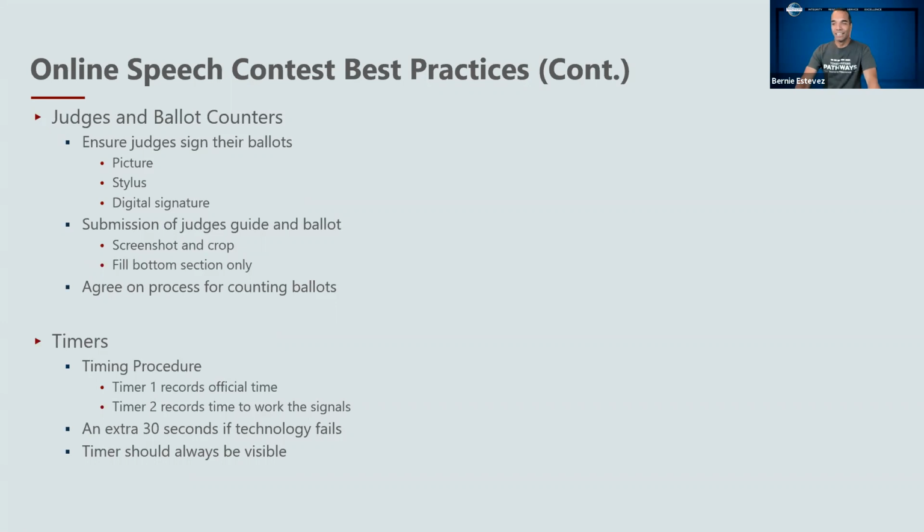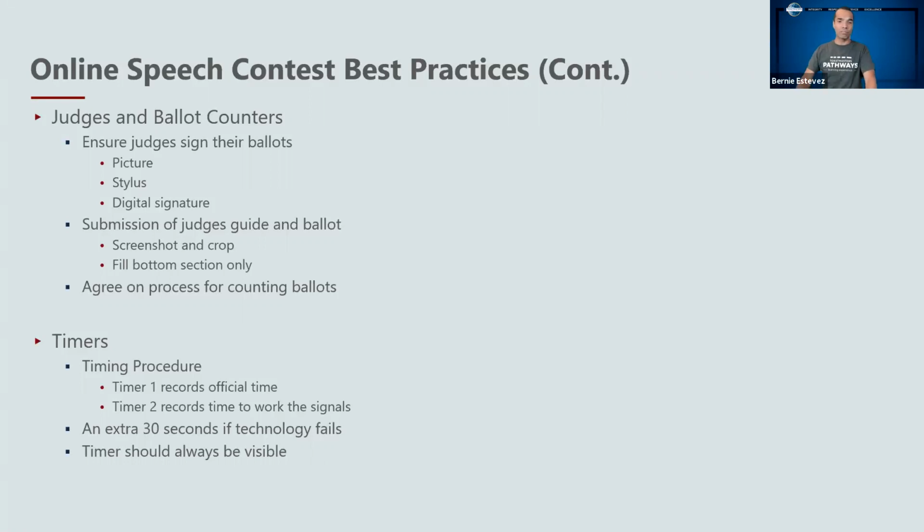Okay, let's talk about judges and ballot counters. Now, there are multiple ways that the judges can get the ballots to the counters. And I have three things here as far as how they sign their ballots. Once they sign their ballots, they can take a picture with their phone and then email that to the ballot counters. Or they could use some kind of stylus if they're using an iPad or something like that, and just sign it right there and then email that to the counters.